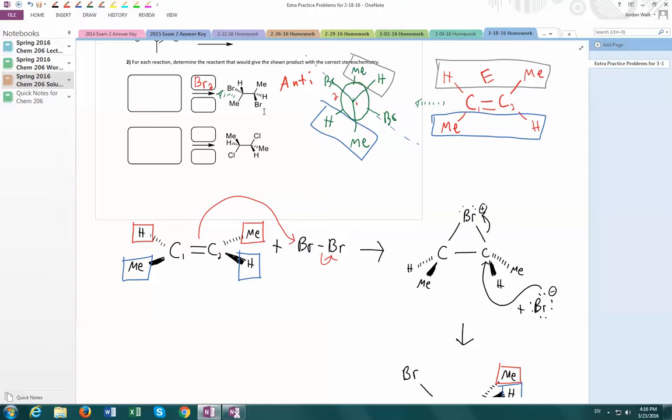All right, so let's go ahead and look at that second one. And really, this one is going to be even easier; I should have made these more challenging. All right, so what kind of reaction have we learned that can produce that product?